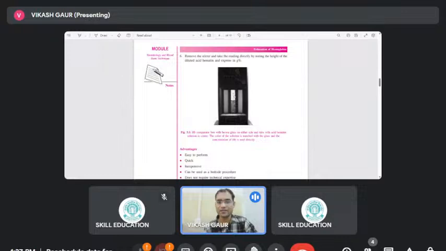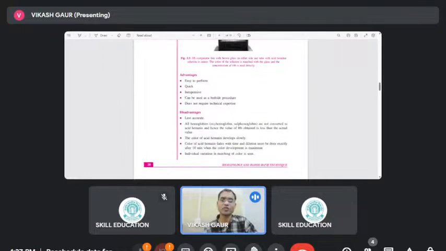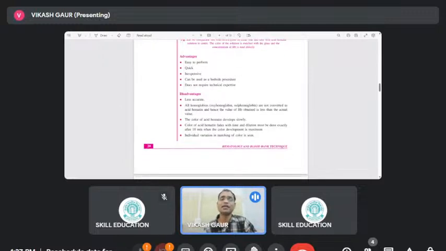This test is easy to perform, quick, inexpensive, and can be used as a bedside procedure, which is called POCT. Anywhere we can perform it. We need only a minimum specimen, but it has a lot of disadvantages: it is less accurate. All types of hemoglobin cannot be converted into acid hematin, so we found the reading is not correct. We found the reading is less than the actual.